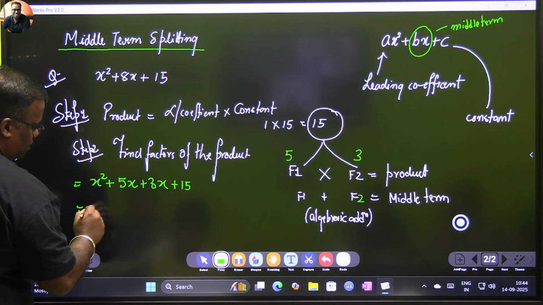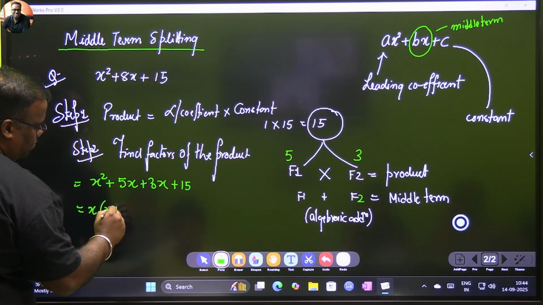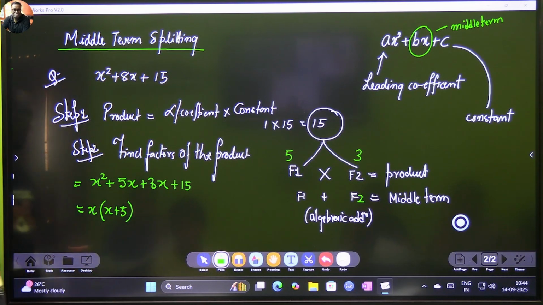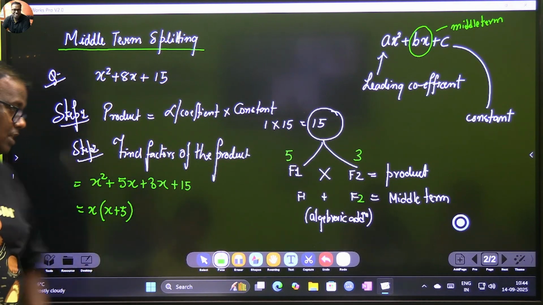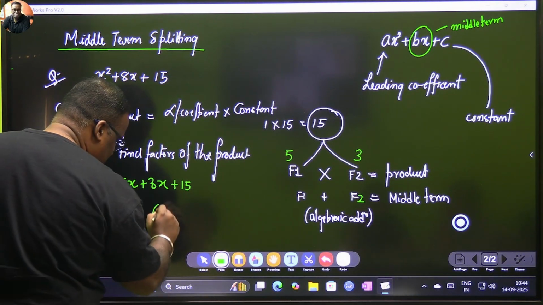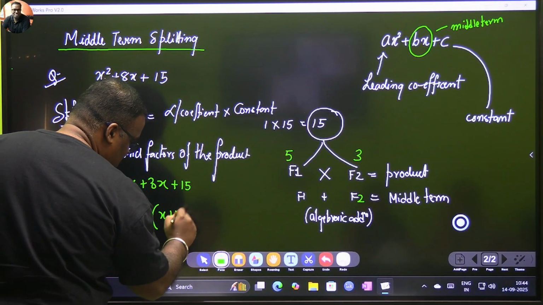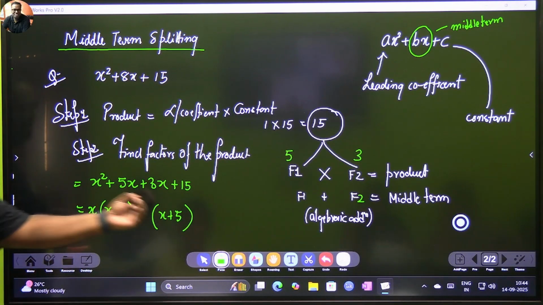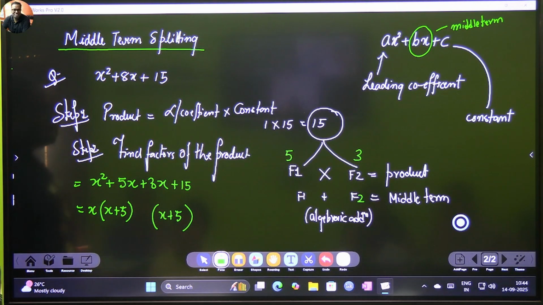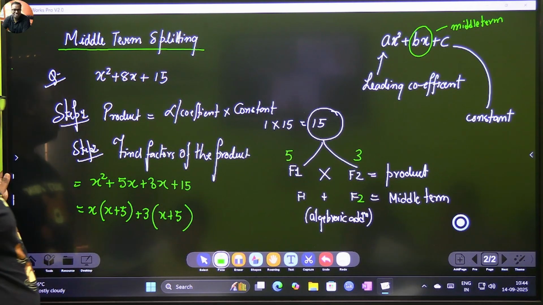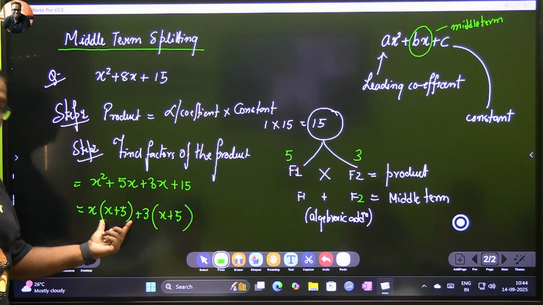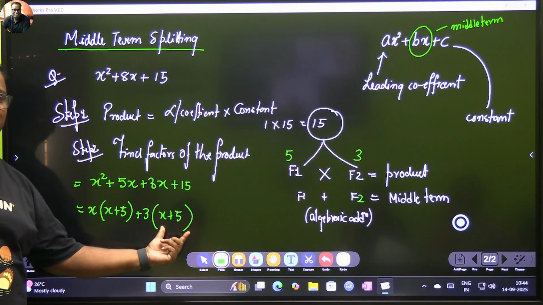Now you take x common, it becomes x plus 5 out here. Agreed? Now the trick: if your middle term splitting is correct, you have to get an x plus 5 here. It has to come. You can directly write x plus 5. And then you see that if you would have taken a 3 common, it is x plus 5. Whatever you get here, put it there with your eyes closed.